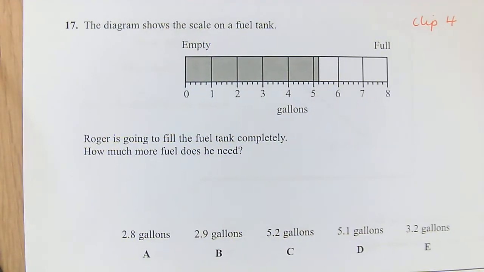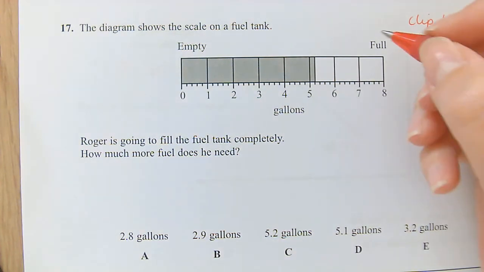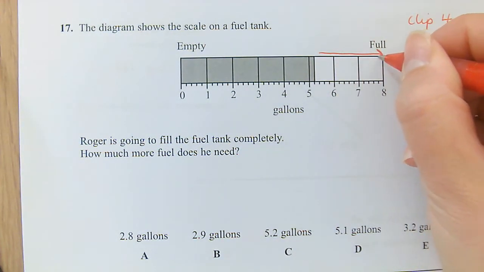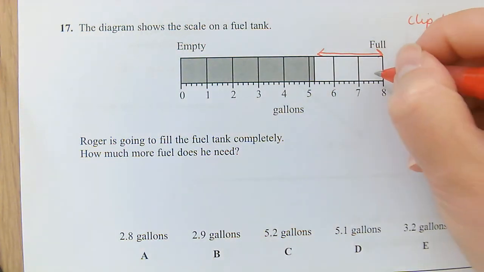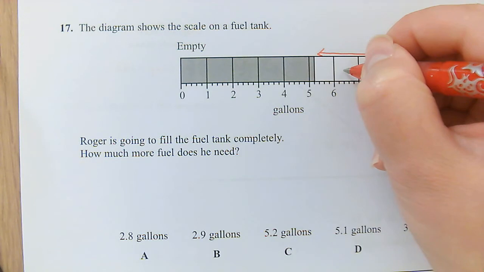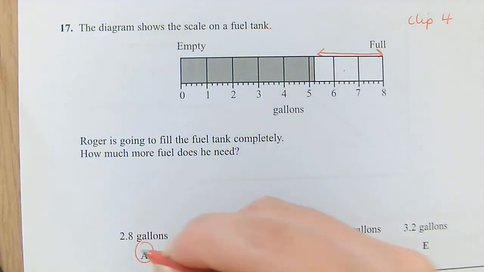Question 17, we've got a fuel tank there. Roger's going to fill the fuel tank completely. How much more fuel does he need? So here we're looking at what is this distance on the scale. So here we've definitely got 1 gallon, 2 gallons, we've got 2.8 gallons.